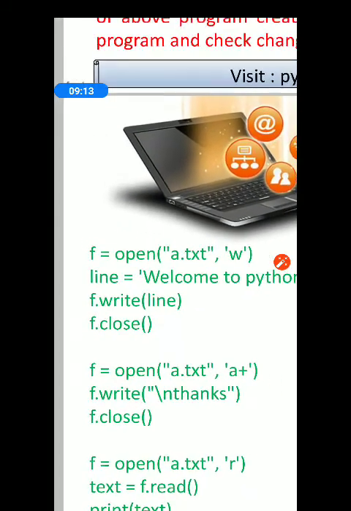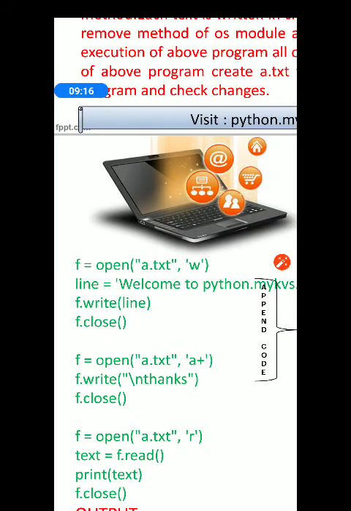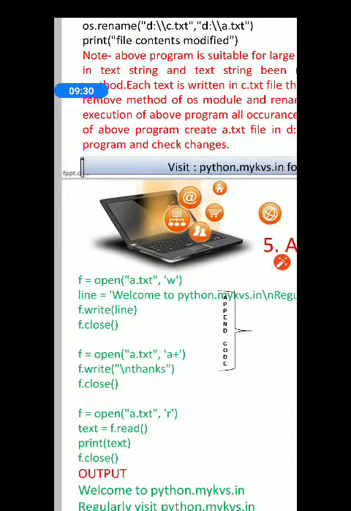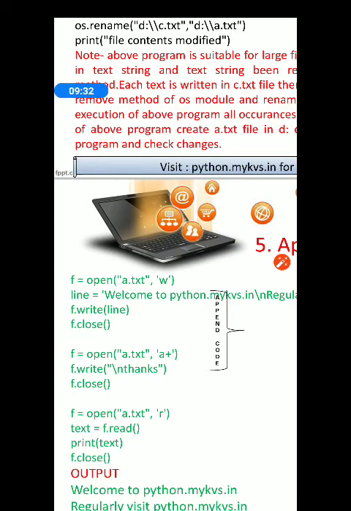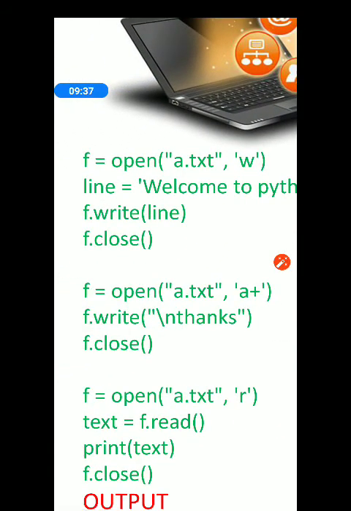Opening in write mode means whatever lines are available in a.txt, all will be replaced by new lines. So here I am writing line equals to welcome to the world of programming, and just f.write line. So it is writing that line into the file, and then we are going to close it. After that we are opening a.txt in a plus mode.